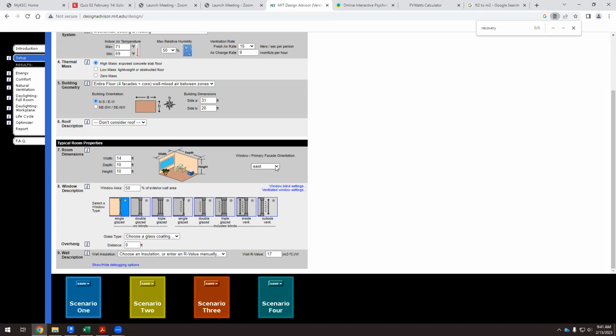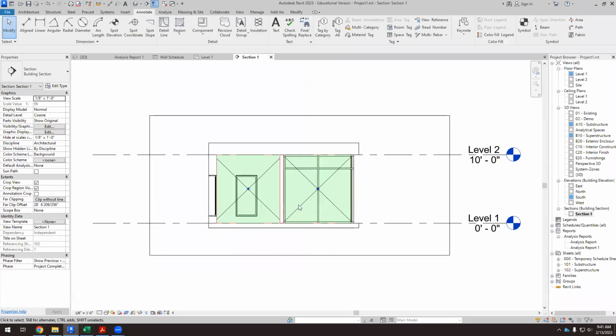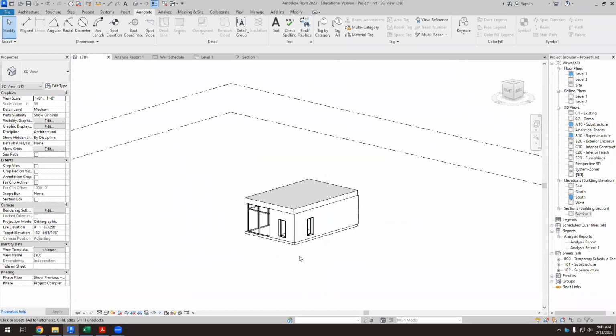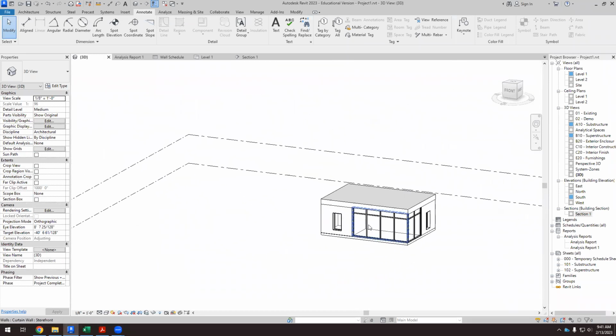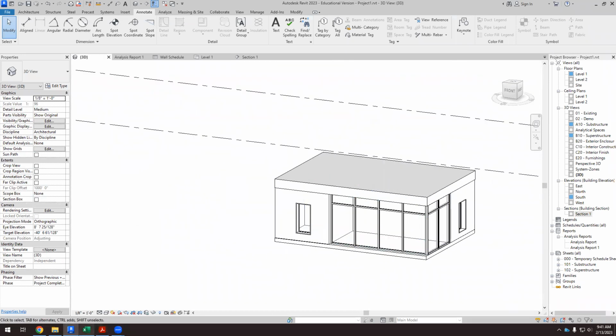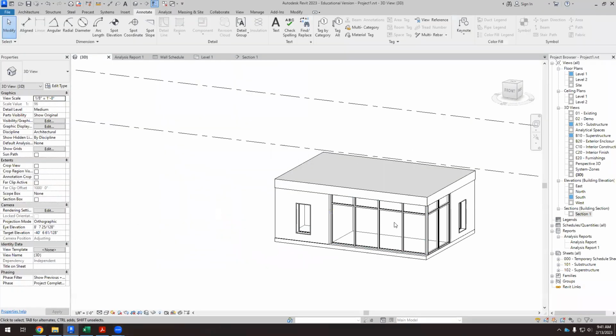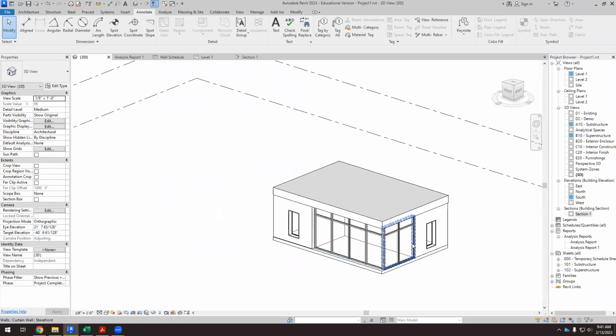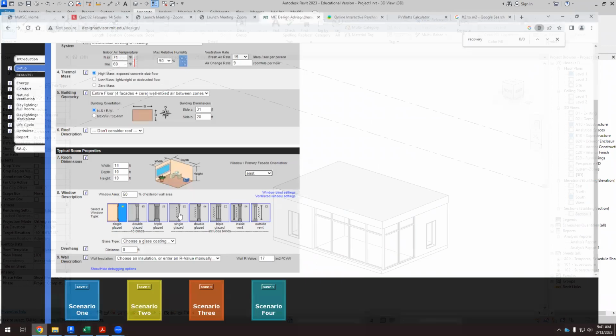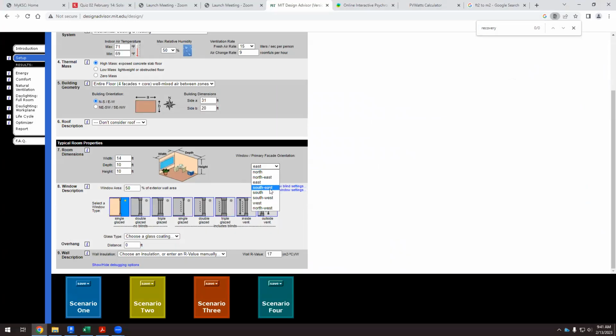Window primary facade orientation. Where do we have the most glass? I would say south, because I think the southern facade is the one with the largest area. So probably this is south, this is east, so I would say southeast.